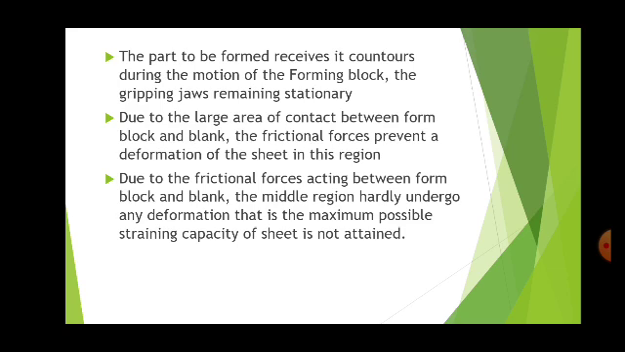Due to the large area of contact between the form block and the blank, the frictional forces prevent deformation of the sheet in this region. Due to the frictional force acting between form block and blank, the middle region hardly undergoes any deformation. That is, the maximum possible straining capacity of the sheet is not attained. We all know that the force will be below the maximum straining capacity. If it exceeds, it will damage the metal. Therefore, the deformation force which is given will be below the straining capacity.